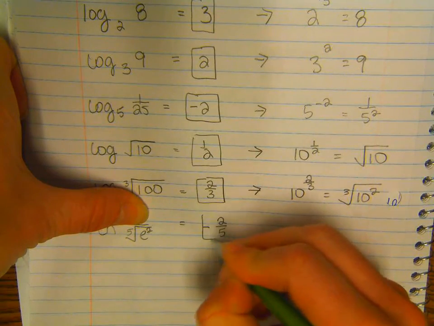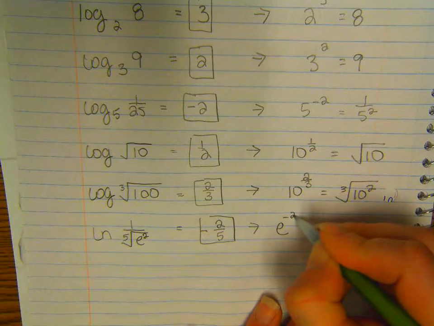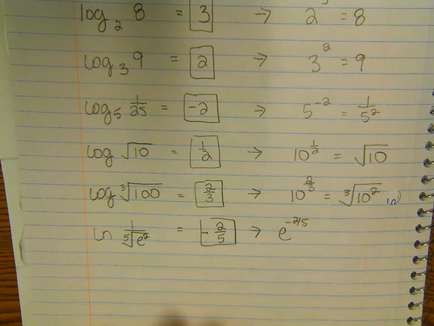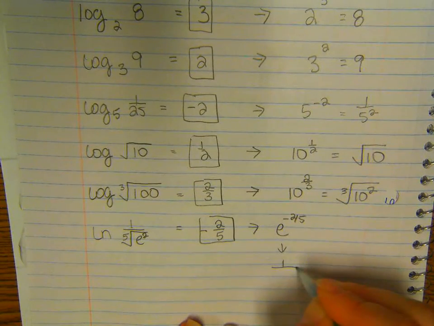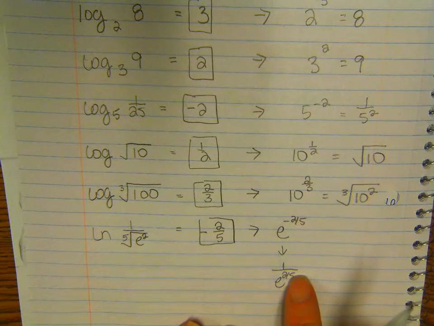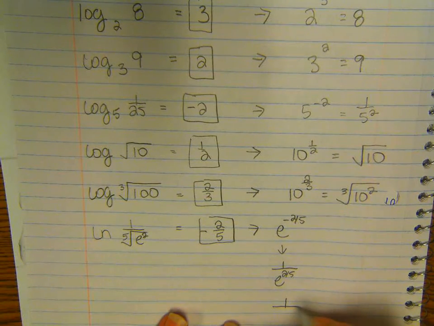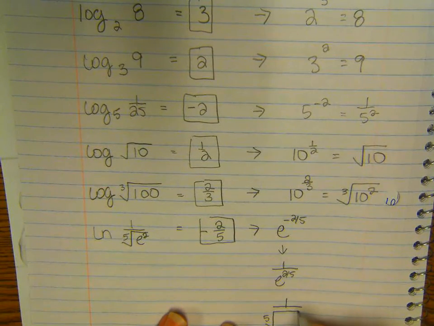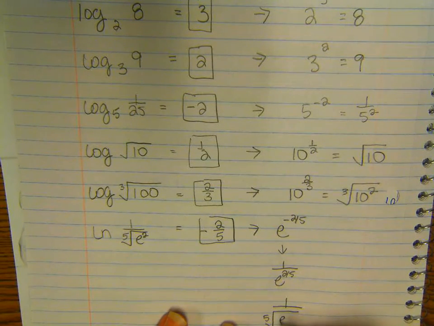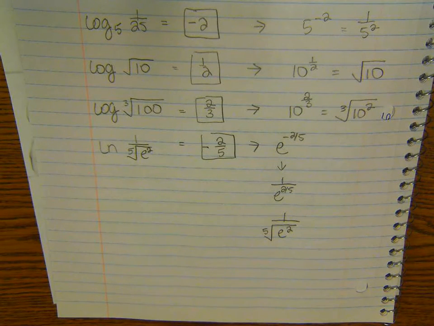I'll go through it. If I had said to you, find e to the negative 2/5, this is what you would do. First you would do 1 over e to the 2/5. Agreed? And then you would make this the 5th root, and this the power of 2, so you would say that's 1 over the 5th root of e squared. So that is y. Okay.